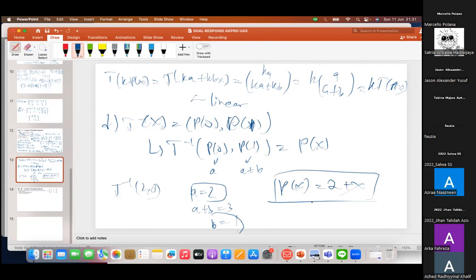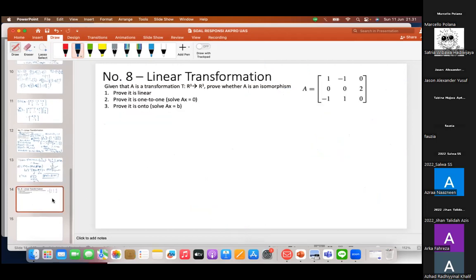That's your D. If you want to graph it, this is 2. There, it's a straight line. So let's say this is 1, this is 3, this is 2, this is 4, and so on. Okay, so now for E, we prove whether it is an isomorphism or not. So to prove it is linear, that's easy.